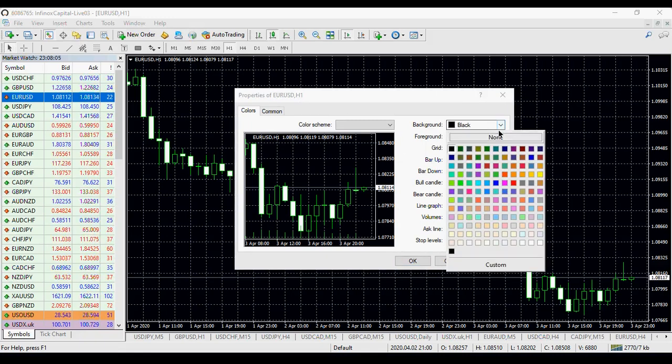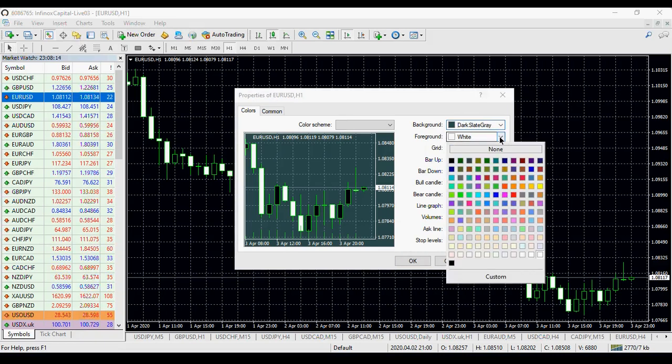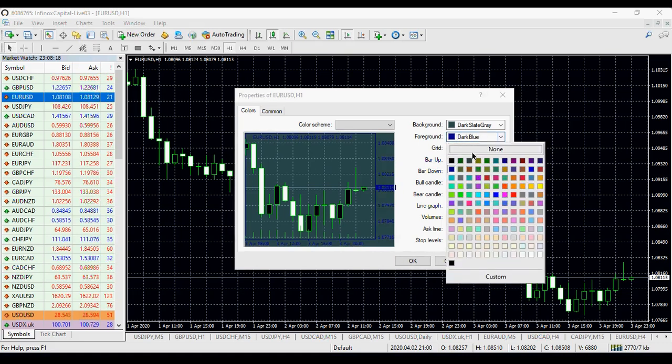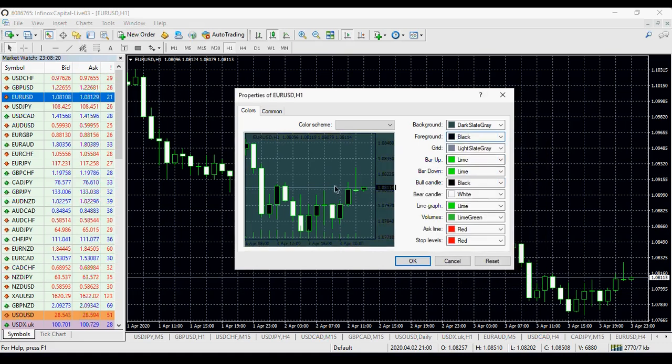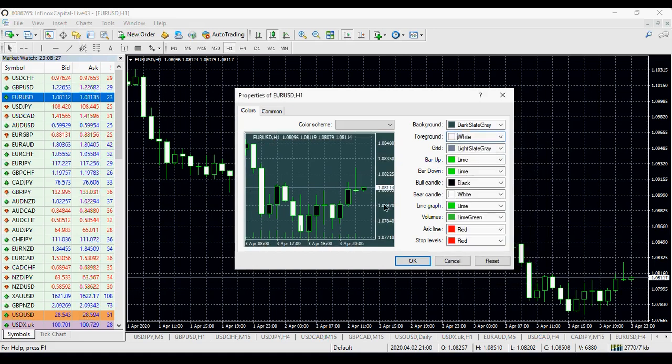The background, I can decide I want a dark gray background. Okay, dark slate gray background. I want the top to be black. Oh, I chose that to be black, so that means the numbers will be black, but I think white is better because I can see the preview of what I'm changing here. So I want the foreground to be white. That's the foreground, where these numbers are. The back is the background.